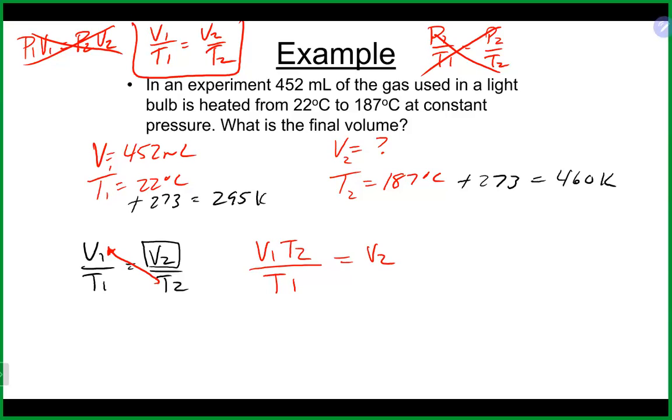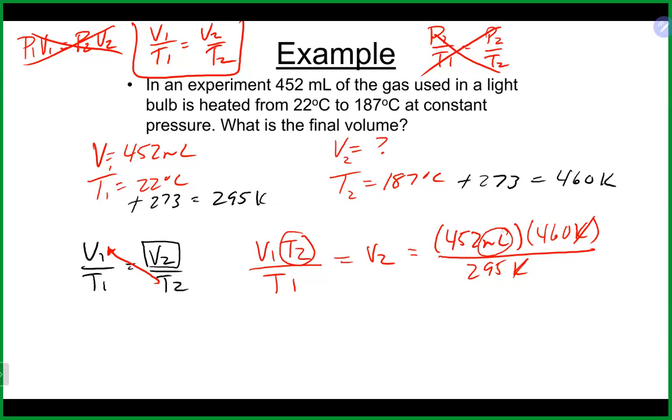So now we want to make sure that we get the right numbers in the right spot. Our V1 is 452 milliliters. We want T2 up on top, not T1. So we want T2 up on top, which is 460 Kelvin, and T1 on the bottom, which is 295 Kelvin. Our Kelvins will cancel, which leaves us units of milliliters as our answer. So that's 452 times 460 divided by 295. That's going to give us a volume of about 705 milliliters in this particular case.